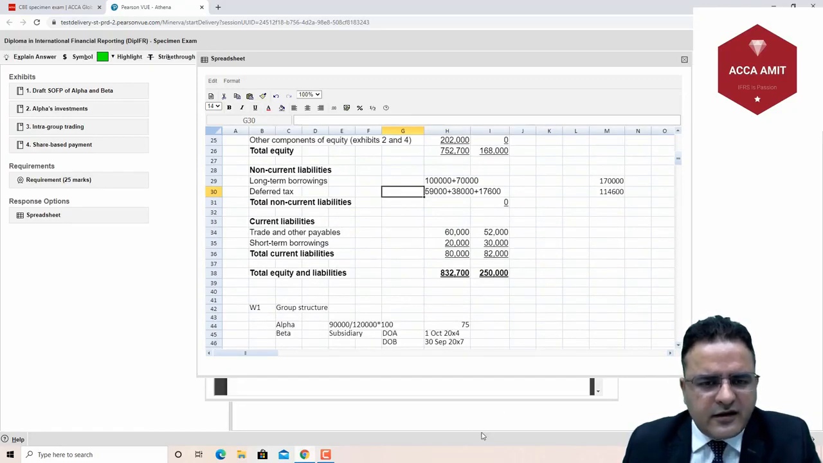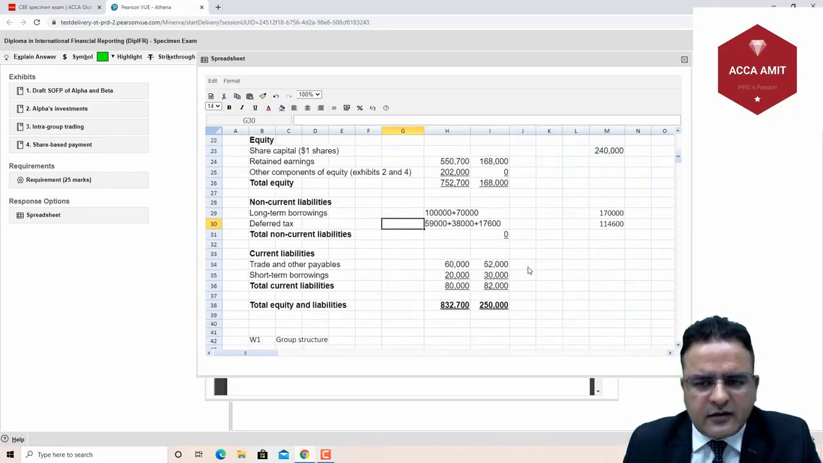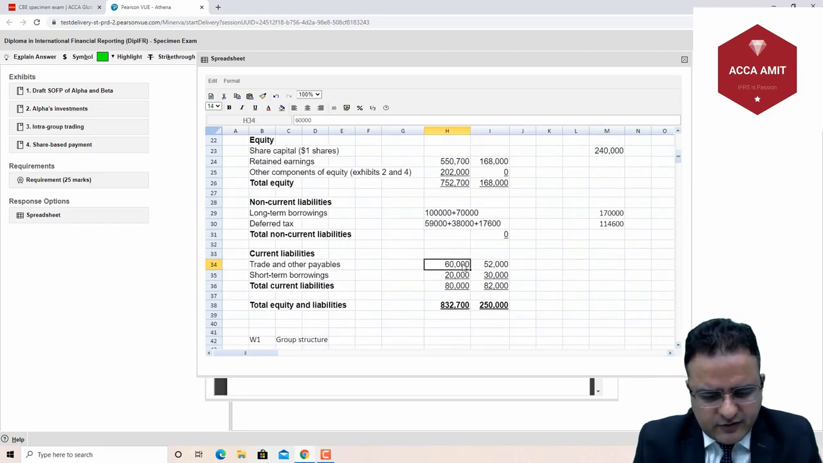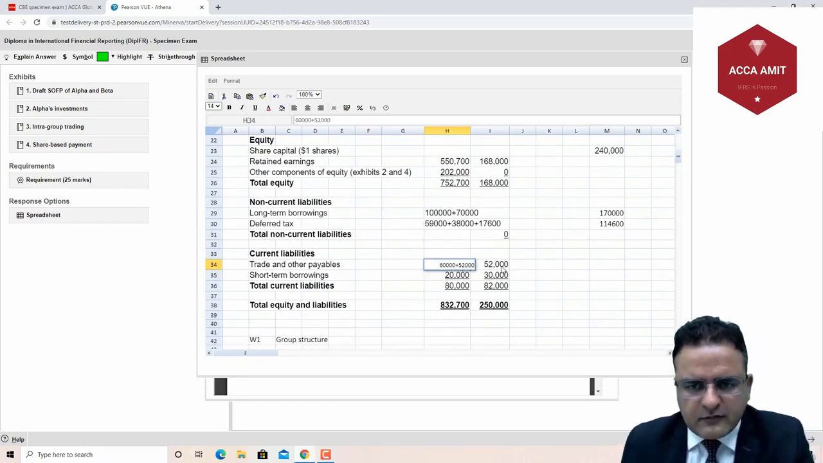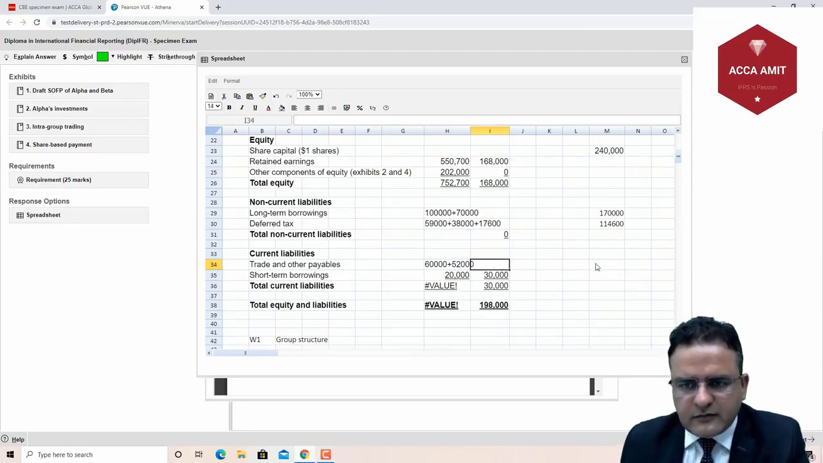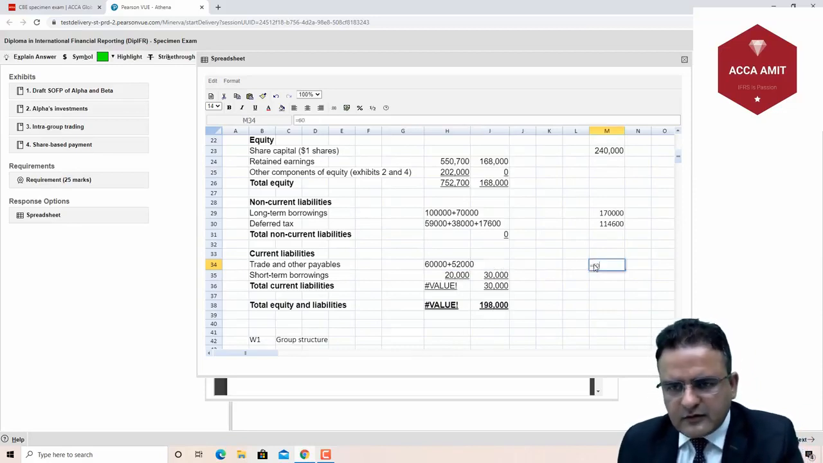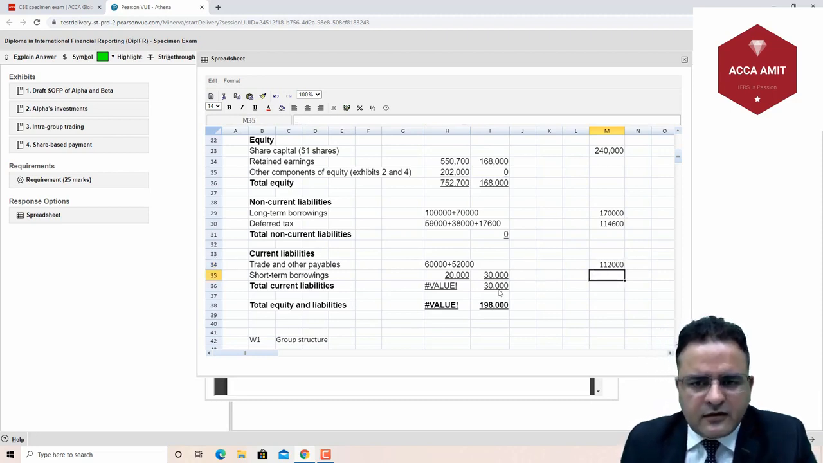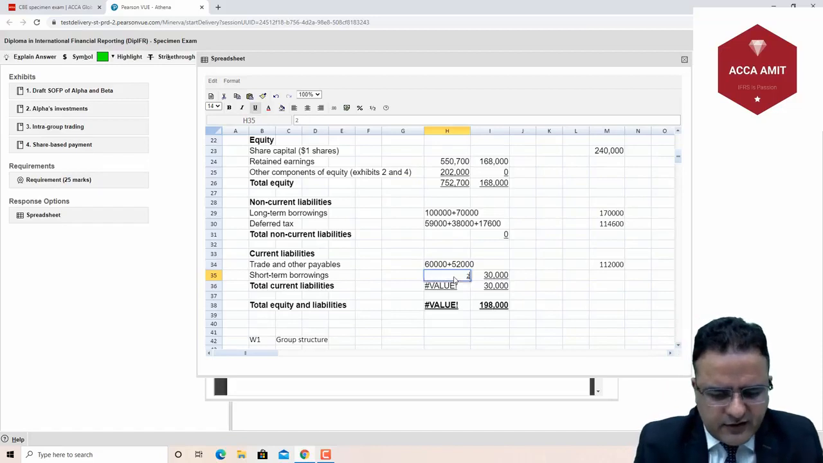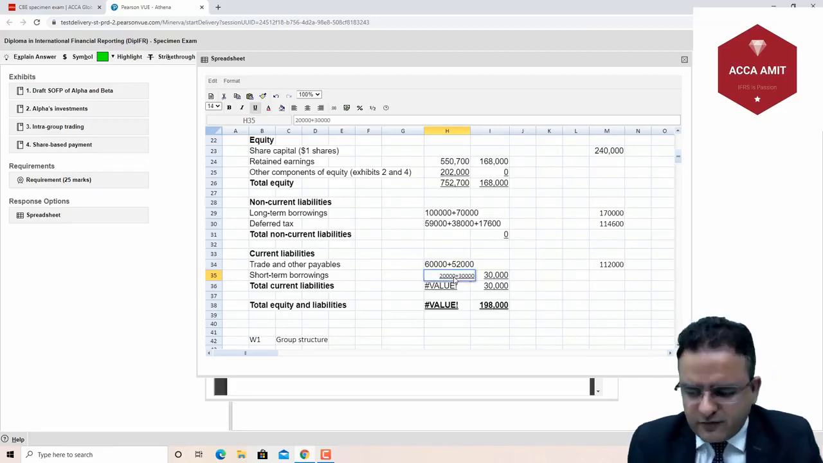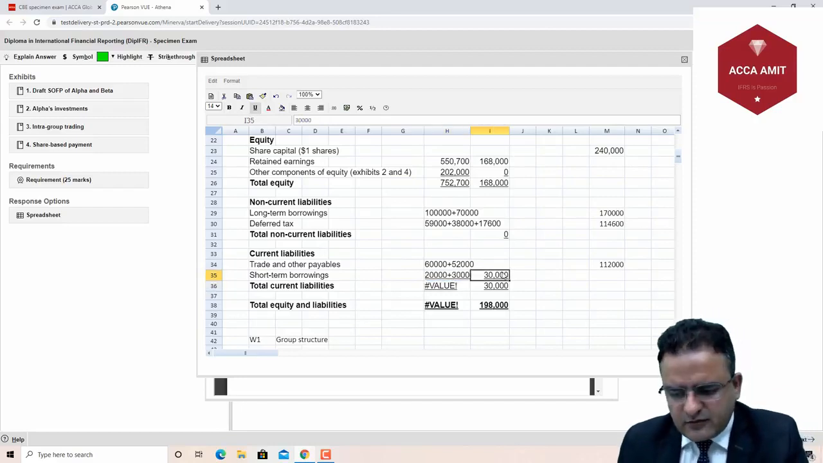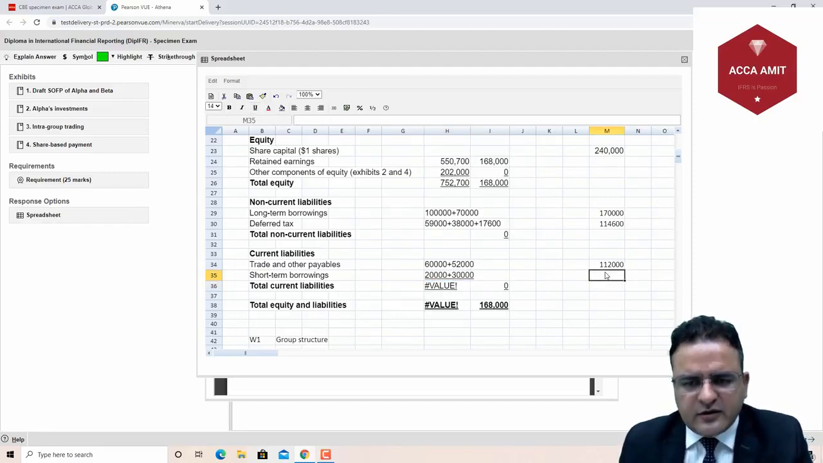Current liabilities are trade and other payables 60,000 plus 52,000. Short-term borrowings 20,000 plus 30,000. These are free marks. I call them free marks. Do not forget to gain them. 20,000 plus 30,000 is 50,000 of short-term borrowings.